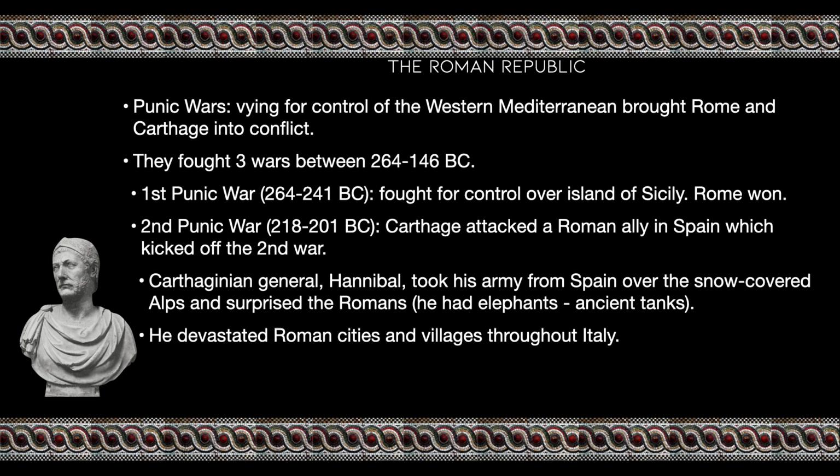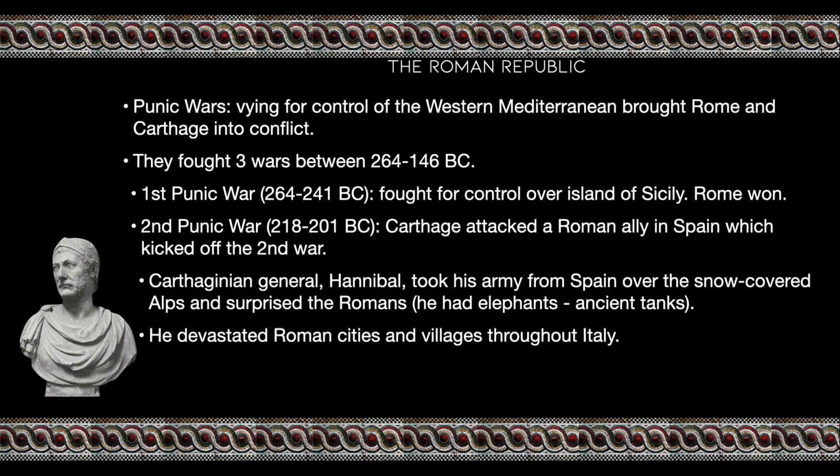Now, this is the one I really want us to focus in on, just a few details. A guy that you're going to want to know is by the name of Hannibal. This is a Carthaginian general, and he's actually going to take his army from Spain with elephants over a snow-covered Alps mountain range and surprise the Romans. This was going to be a huge shock and surprise, and those elephants were like ancient battle tanks. It's hard for foot soldiers to withstand a charging herd of elephants.